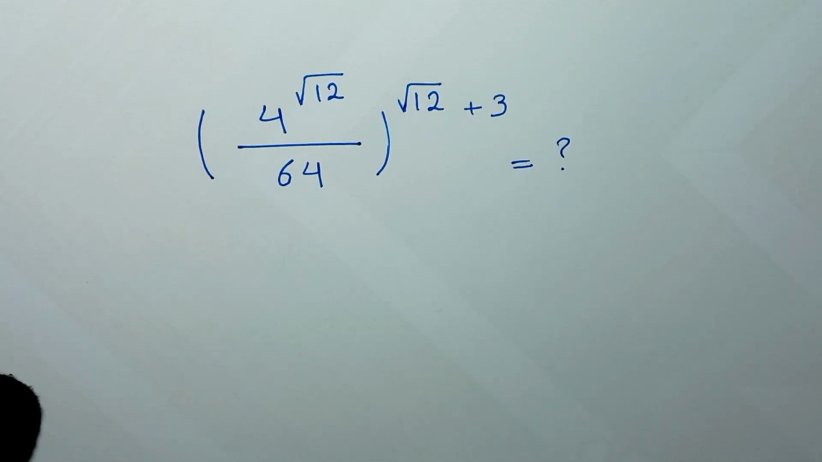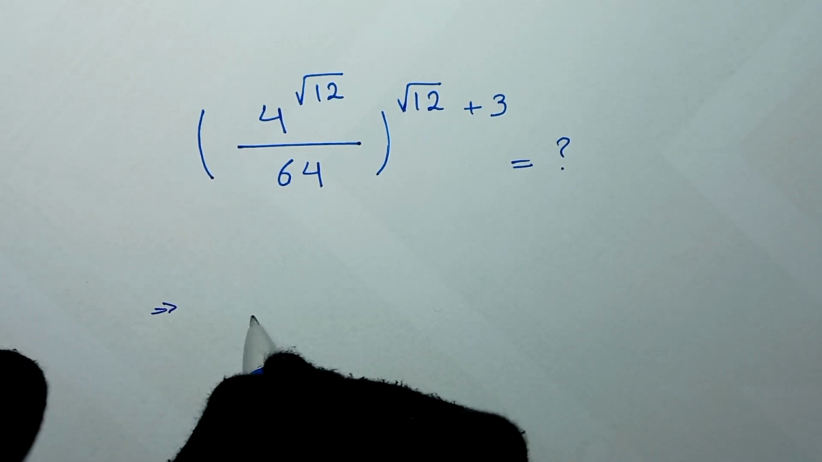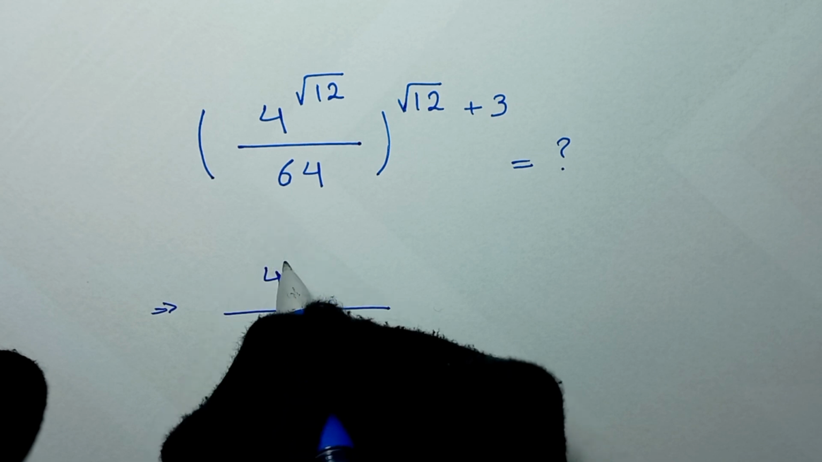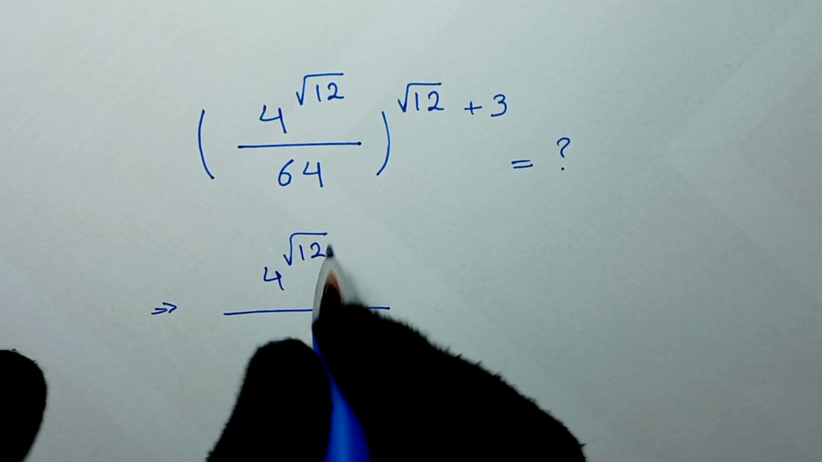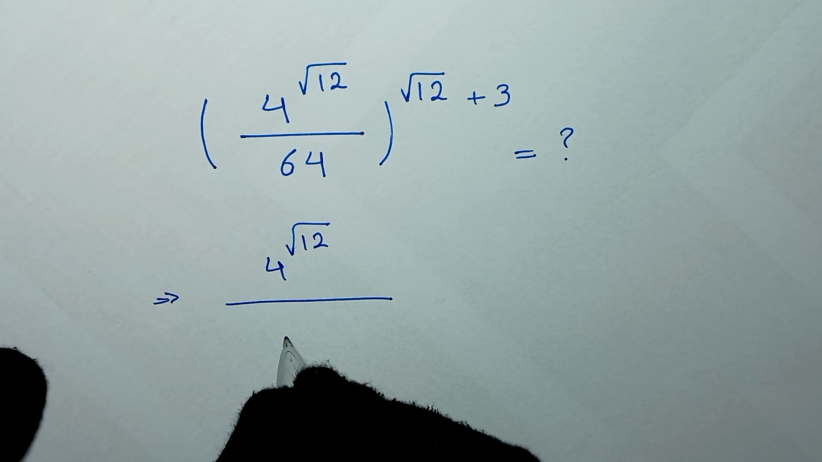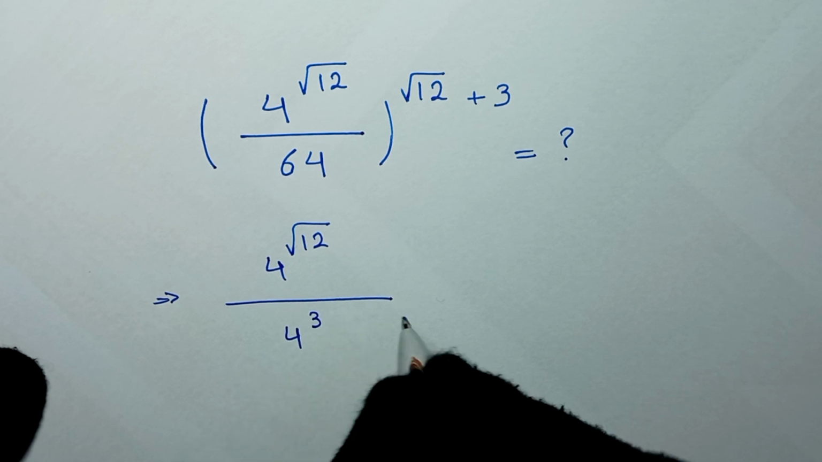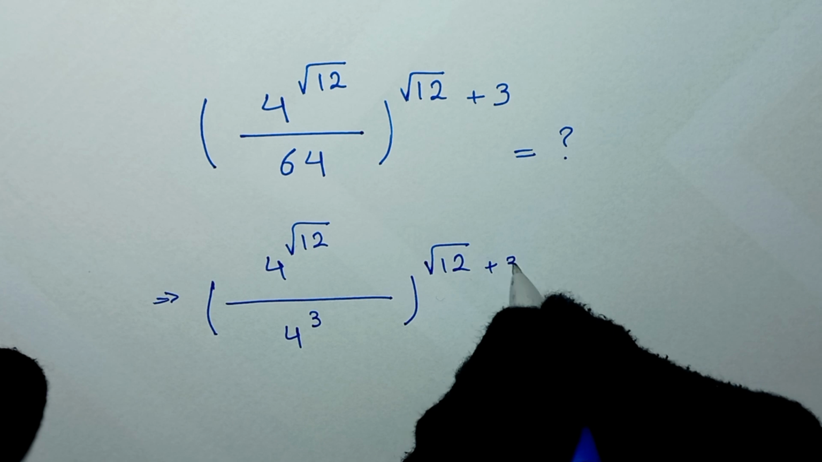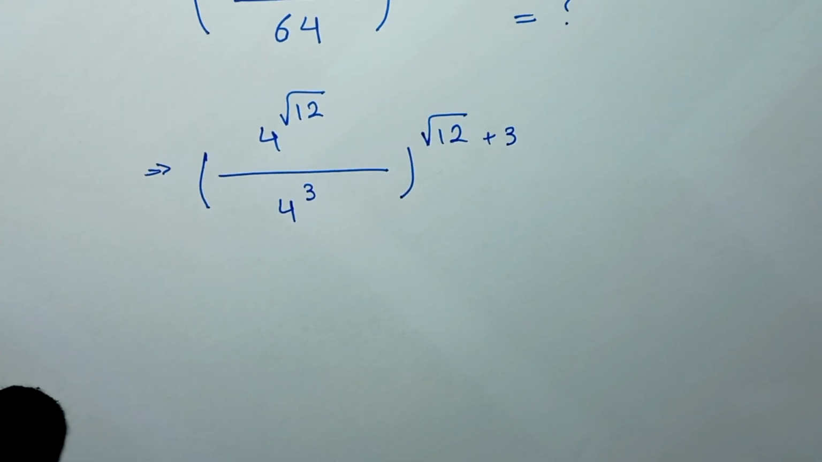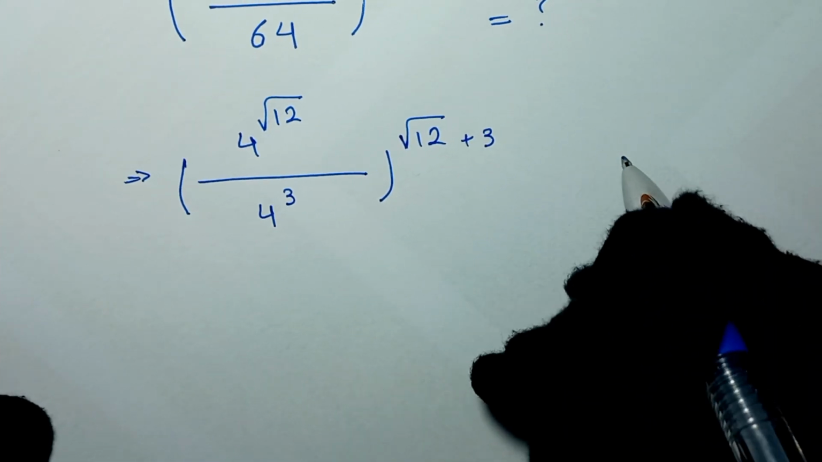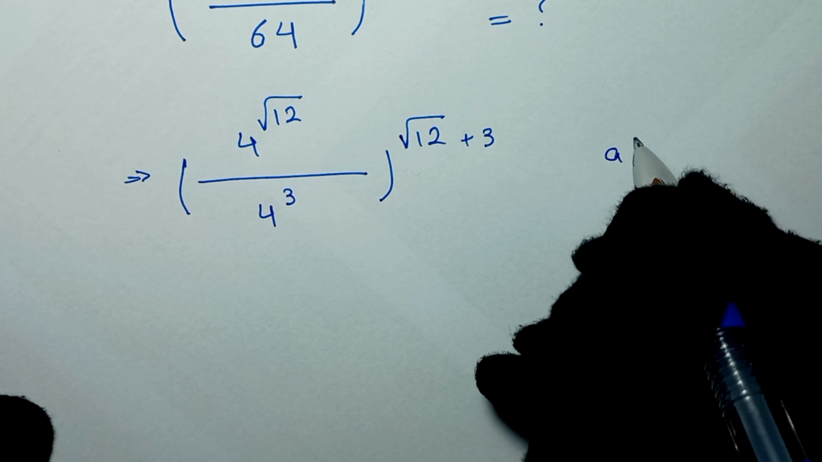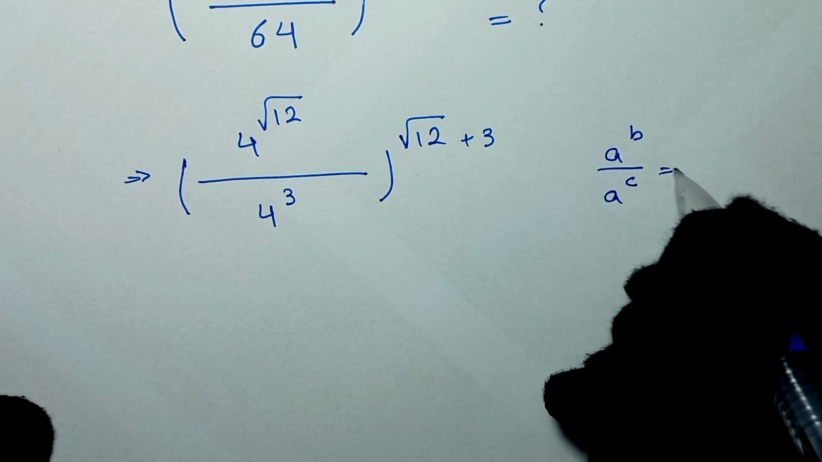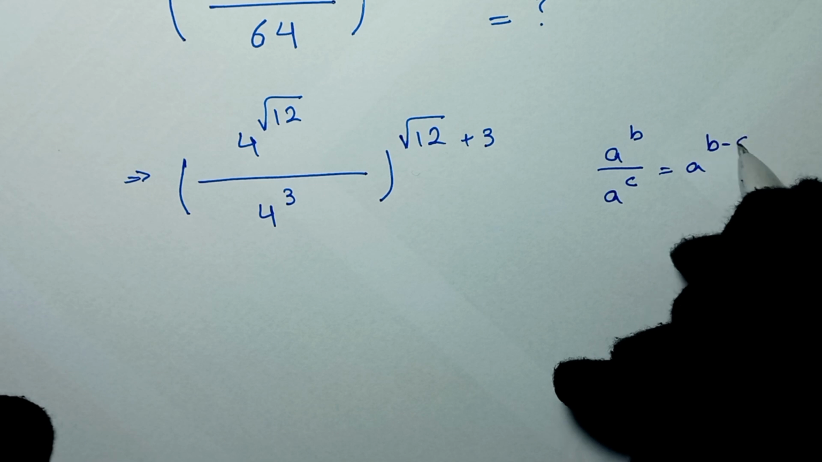So, in the first step, we have 4 to power of square root of 12, and 64, we can write this as 4 to power of 3, and to power of square root of 12 plus 3. And from exponential rule, if we have a to power of b over a to power of c, this is equal to a to power of b minus c.